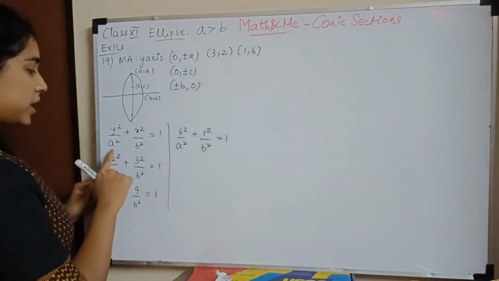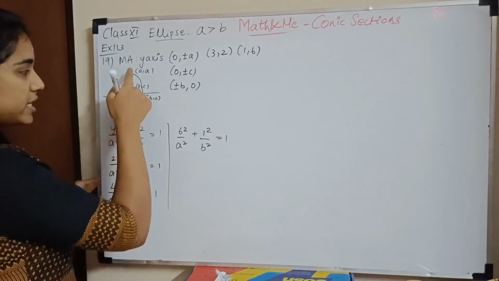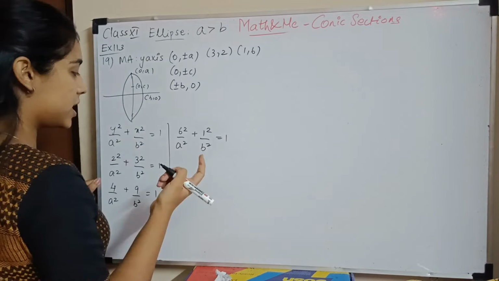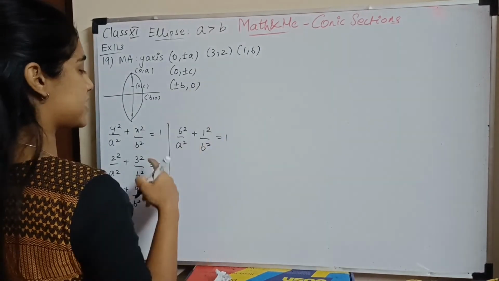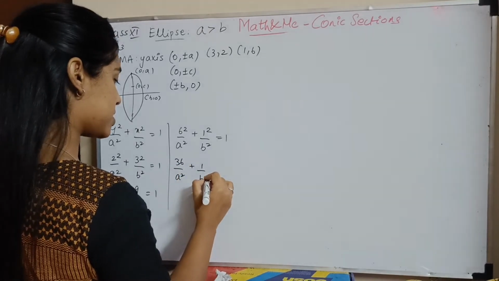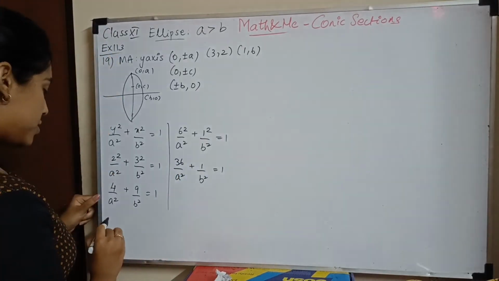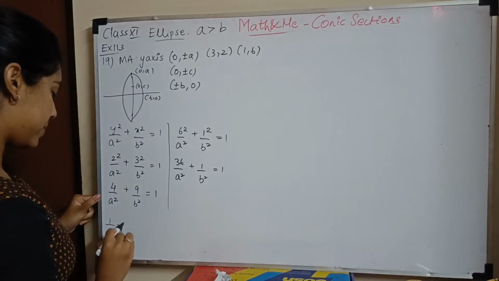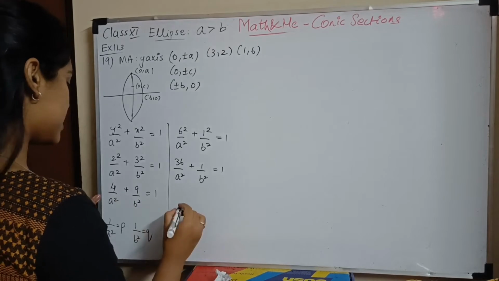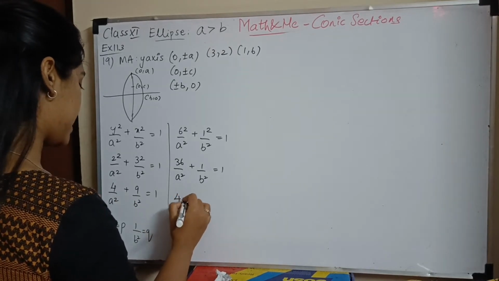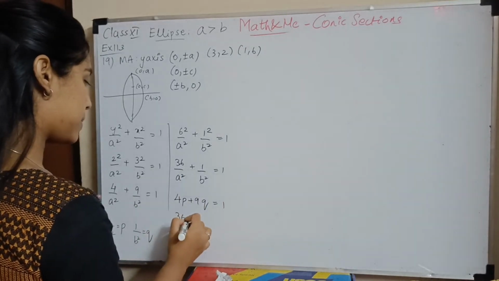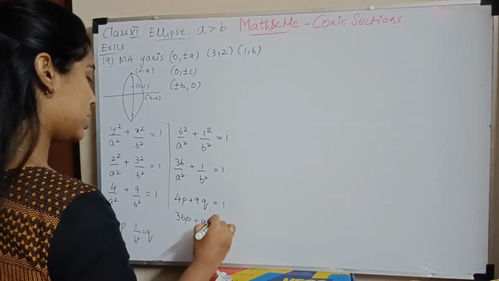Don't get confused between X and Y. I have written it the other way because it is along the y axis. It is y square by A square. You can write it the other way because it's a plus, but don't mix the values of x and y. So I have 36 by A square plus 1 by B square equals 1. If I substitute 1 by A square to be P and 1 by B square to be Q, what do my equations become? This equation becomes 4P plus 9Q equals 1 and this becomes 36P plus Q equals 1.